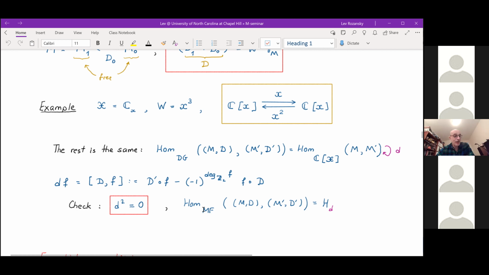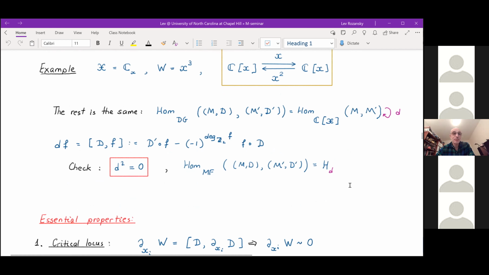So then you define Hom between two matrix factorizations as the homology of this differential, acting in all the Homs between the modules. Does this make sense? Yeah, it does. But you don't have Z grading, so it's not really. So we have only Z mod 2 grading.